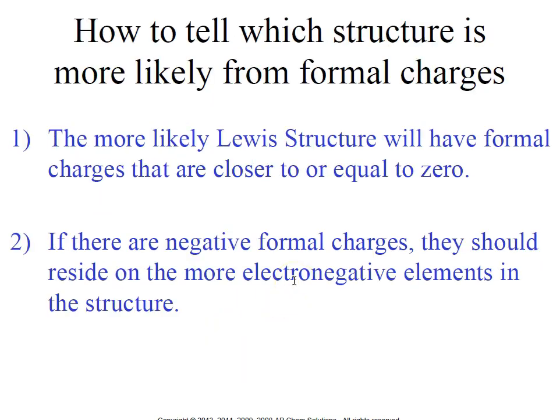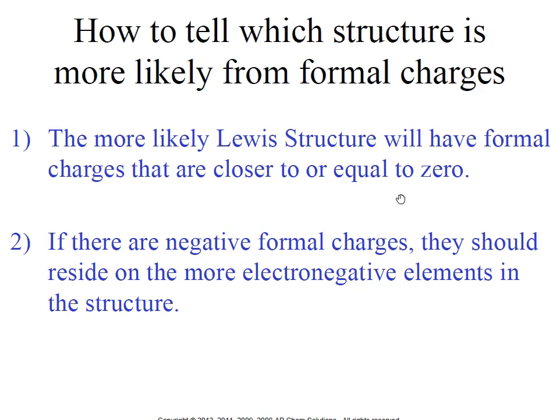When you're looking at formal charges, this is the way that you tell which structure is preferred. The more likely Lewis structure will have a formal charge or formal charges that are closer to 0 for each atom. So if all your atoms could have a formal charge of 0, that would be awesome. But if maybe one has a -1 and one has a +1 in a structure, and in another structure you have -2 and +2, the ones that are closer to 0 are going to be preferred.